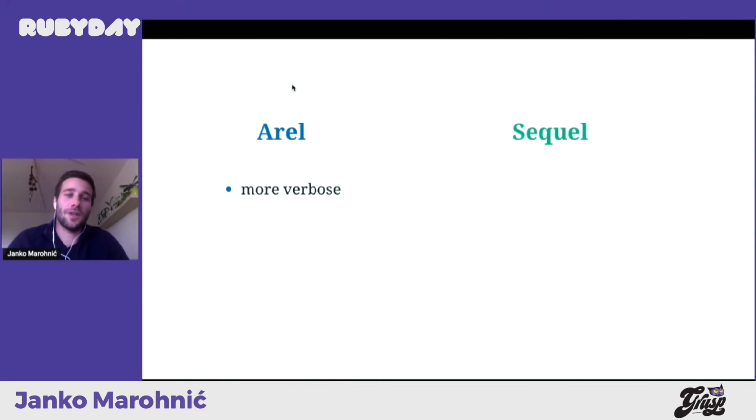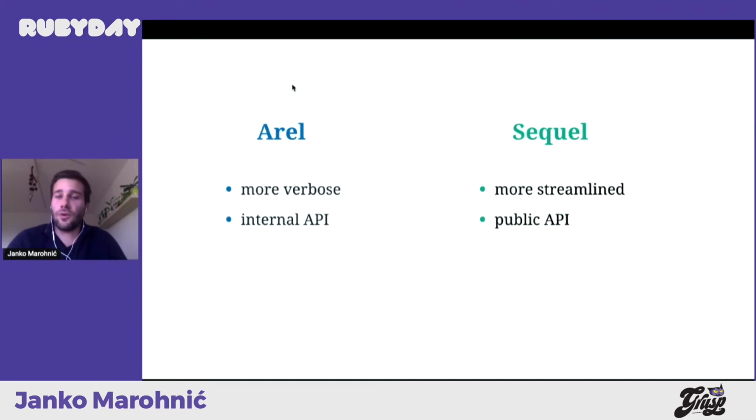So in my experience, Arel is usually more verbose, where SQL's expression API is more streamlined. Arel is also considered internal API of ActiveRecord. You cannot find it in the API docs, while SQL's expressions are public API. And when I was using Arel, I found it to be very scarcely documented, while SQL's expression API is very well documented.